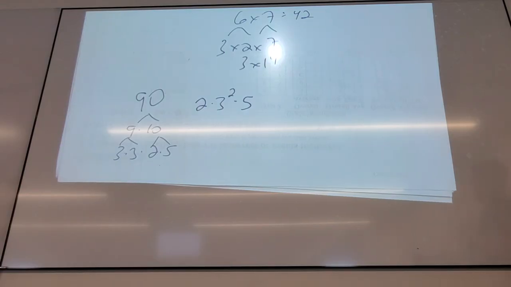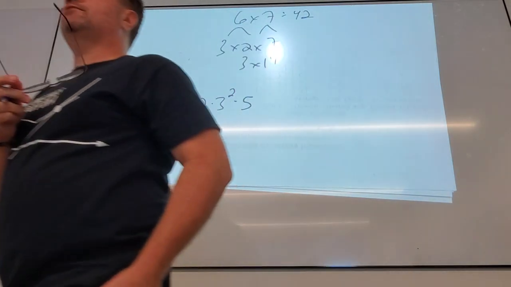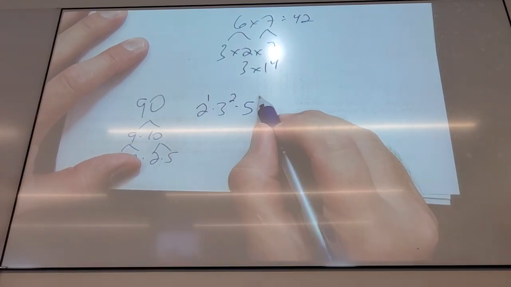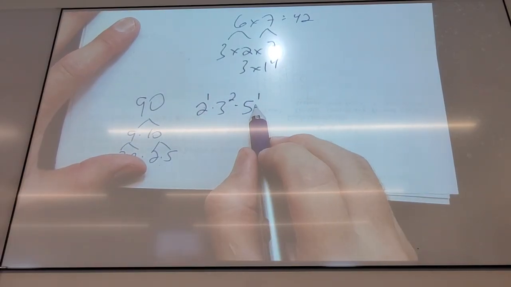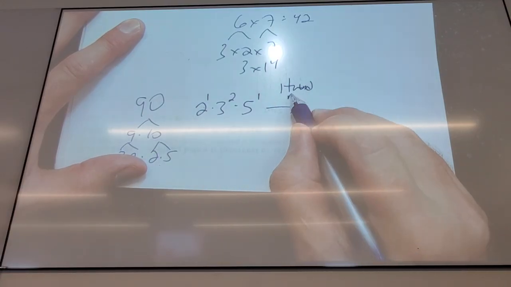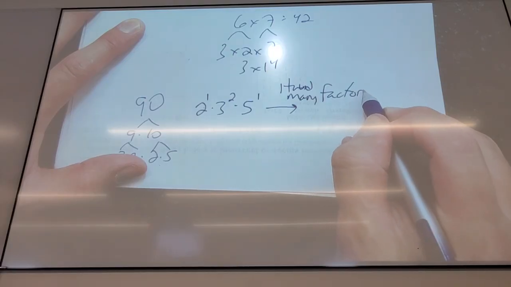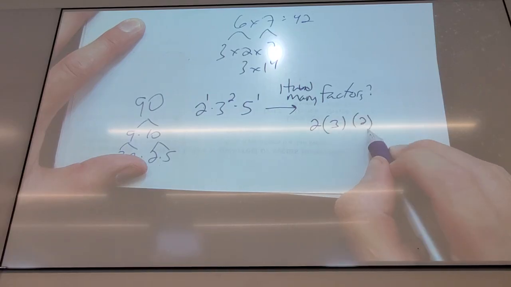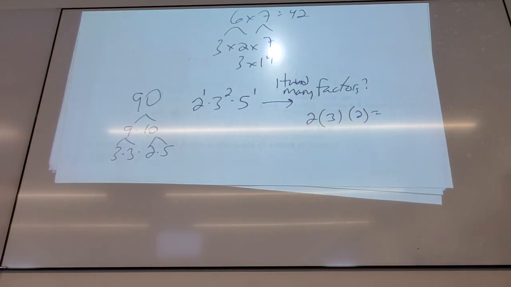You guys get that? 2 times 3 squared times 5. Right, now how do I tell how many factors there will be? What are the powers? What's the power here? 1. There's 1, so what are the powers? 1, 2, 1, yes? So then, to figure out how many factors, I'm just going to cut to the chase. 1 plus 1 is 2, 2 plus 1 is 3, 1 plus 1 is 2. If I just multiply those together, I can see how many factors it's going to end up having. Yes?